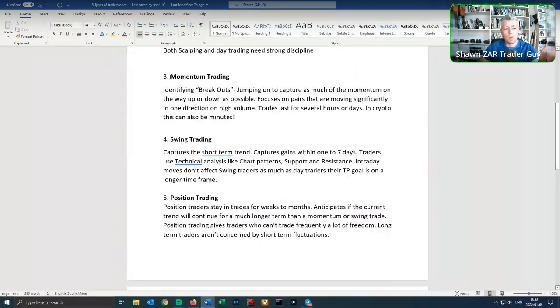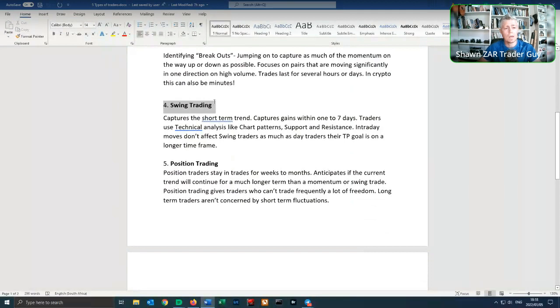The next type of trading is momentum trading, where you identify breakouts and jump on to capture as much of the momentum on the way up or down as possible, and it focuses on pairs that are moving significantly in one direction on high volume. Trades last for several hours or days. In crypto, this can also be minutes, because in crypto you can see price retrace 20% very easily within minutes. So you've got to be careful with this and make sure you set your stop losses very nicely and don't lose money. So these two, swing trading and position trading, are what I recommend for newer people.